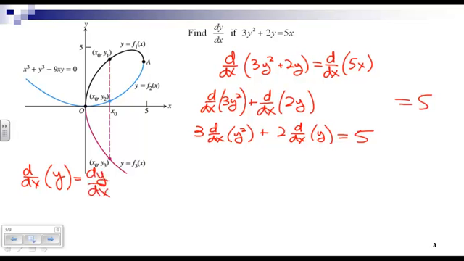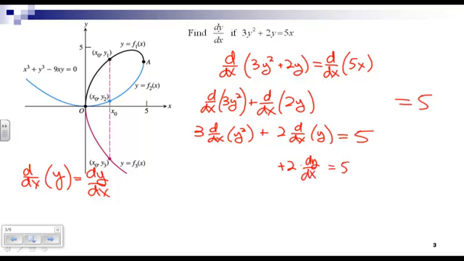Why isn't it just 1? Because y isn't just a variable. y is implied to be a function of x. The derivative with respect to x of y is dy dx. That's always our reaction. All right? So let me put that down. 2 times dy dx.